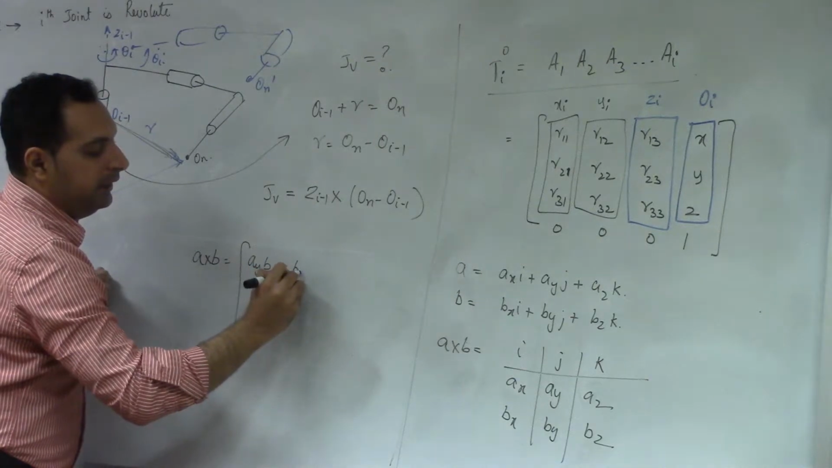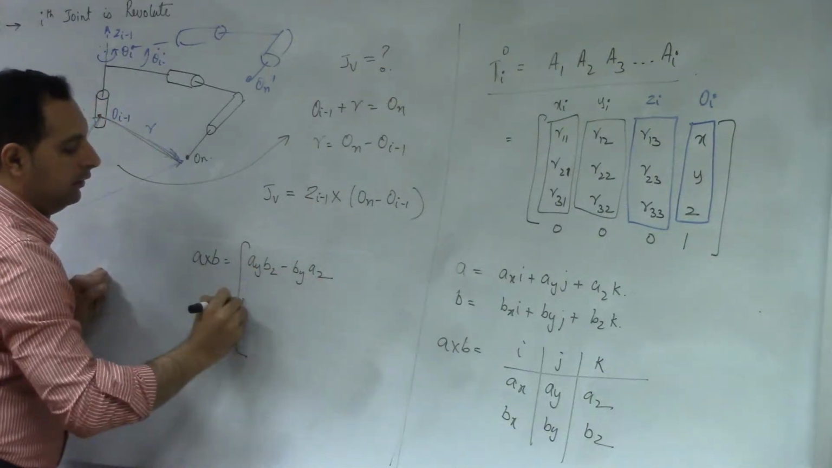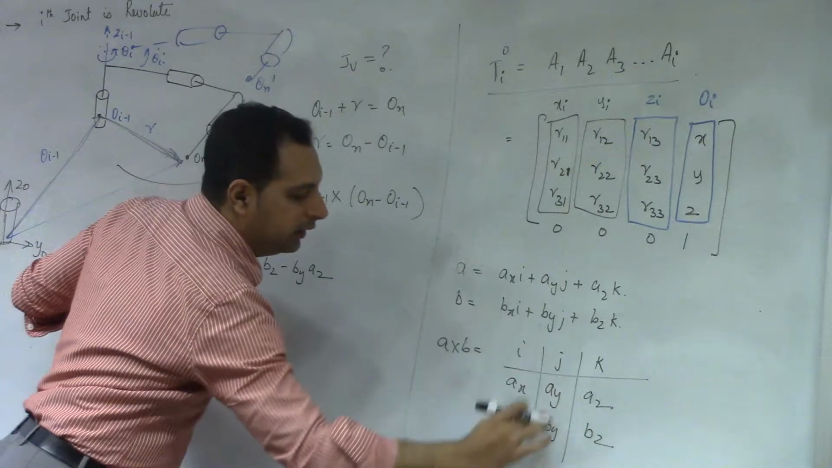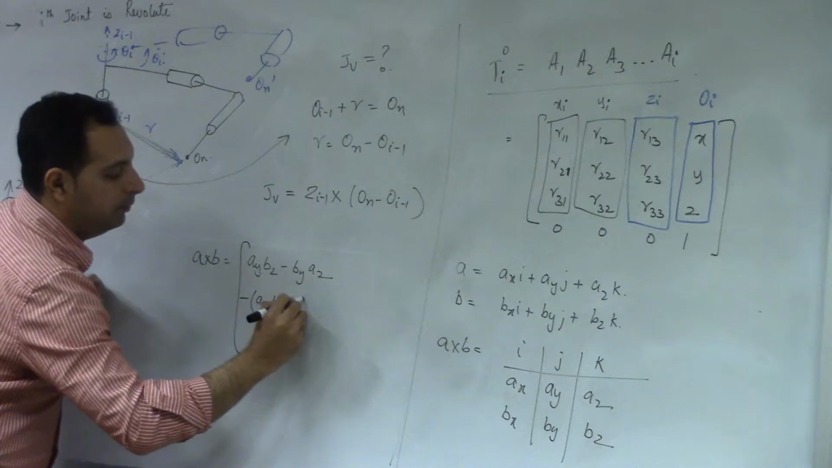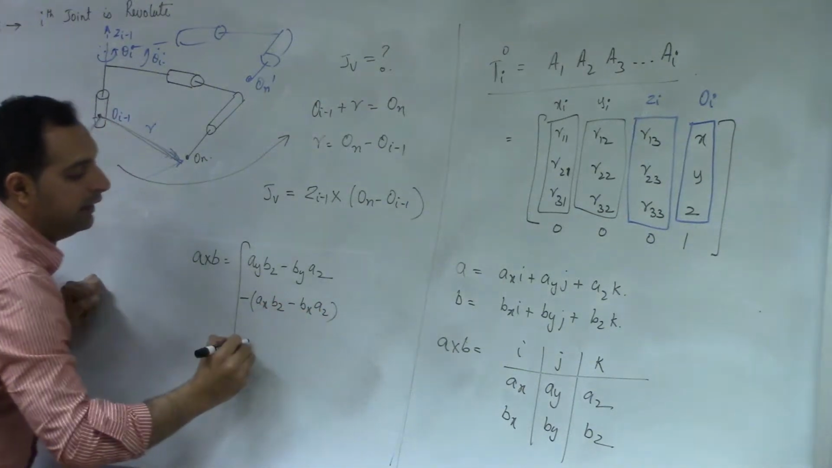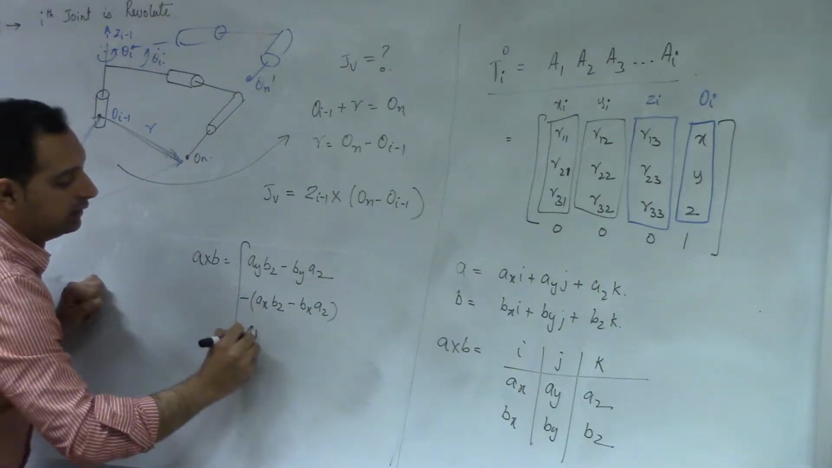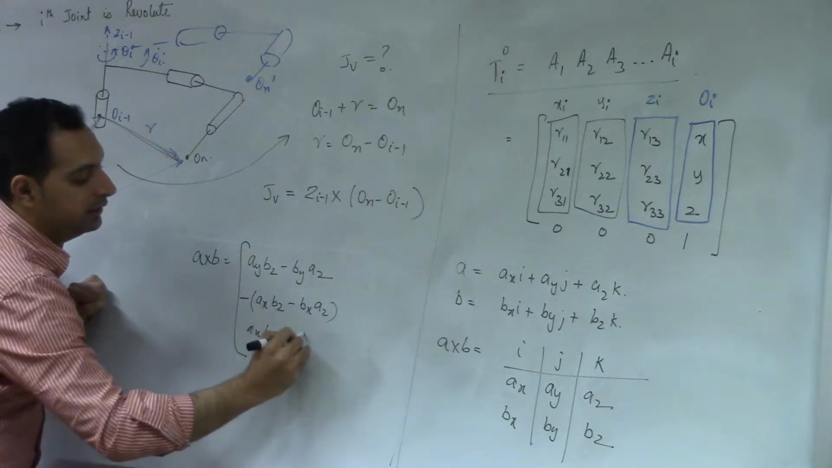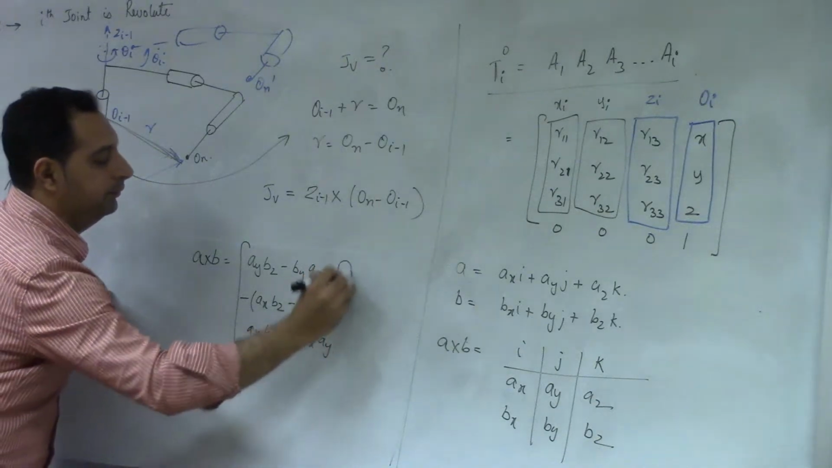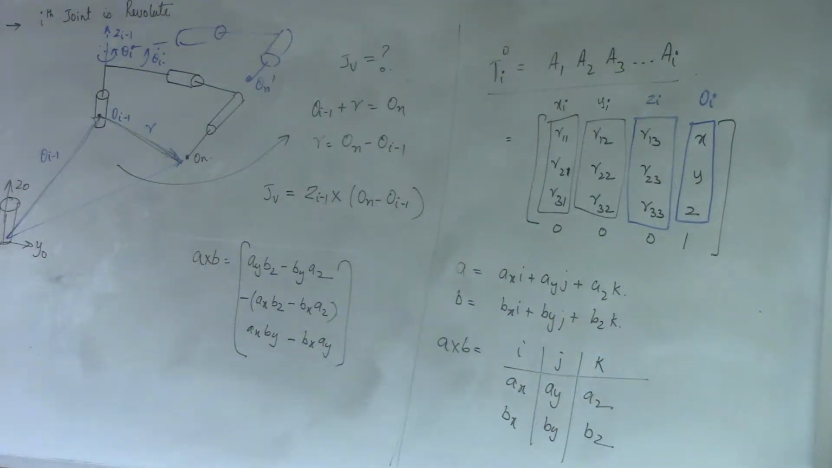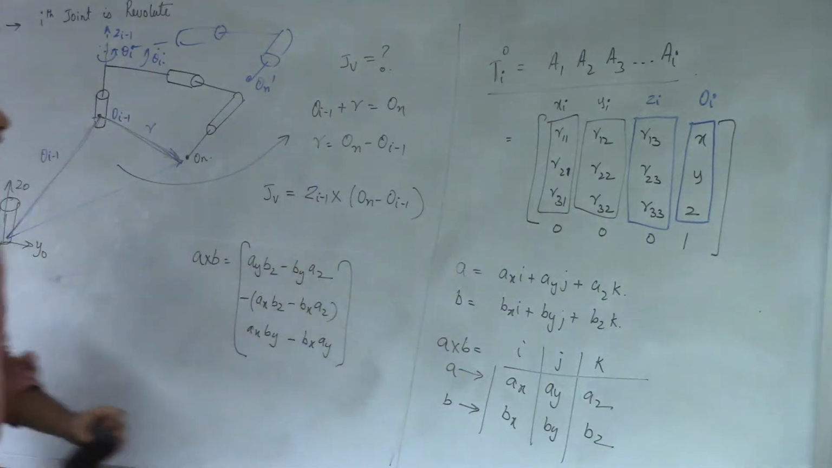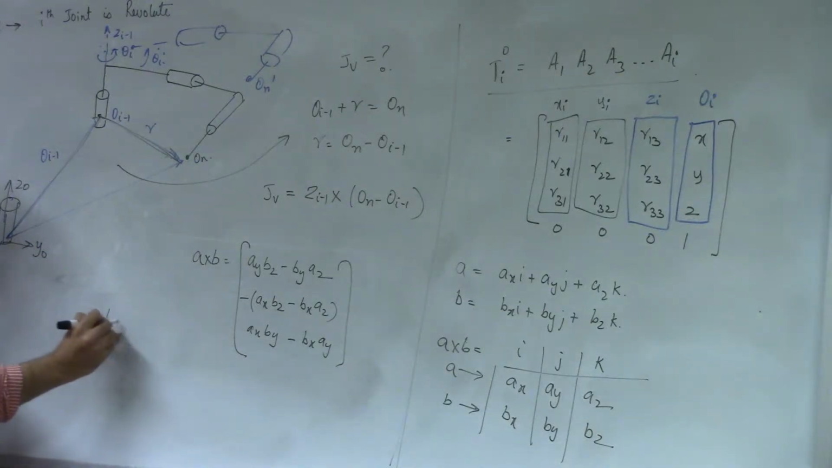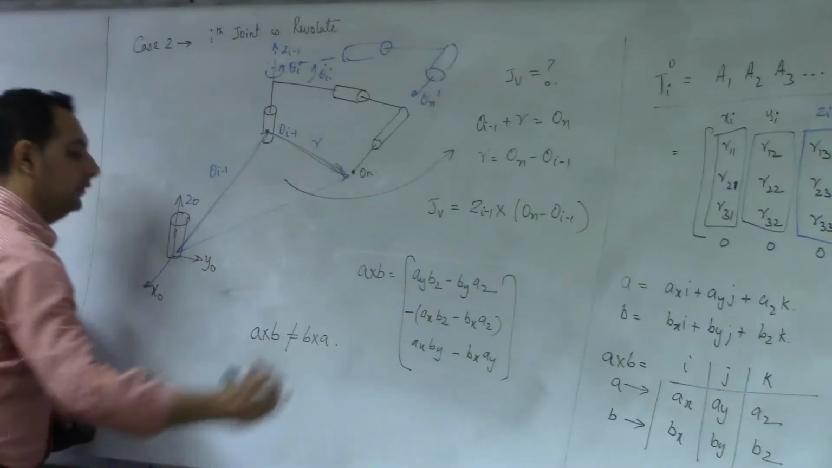minus BYAZ. Then you'll avoid the center one, and then there will be AX BZ minus BX AZ, and then AX BY minus BX AY. All right? And always remember that this is your A matrix here, and this is B. A cross B is not the same as B cross A.